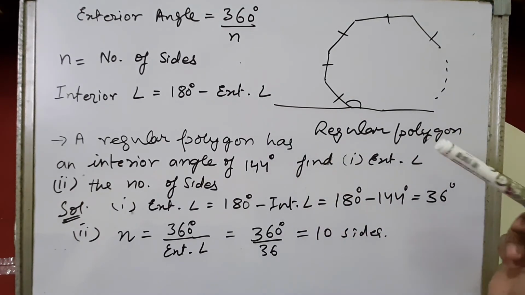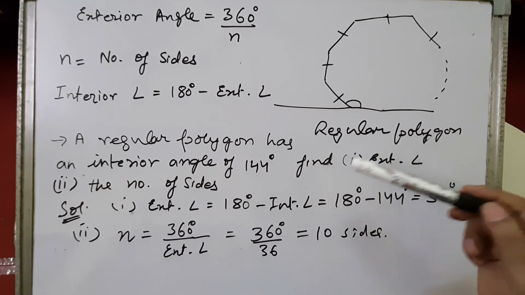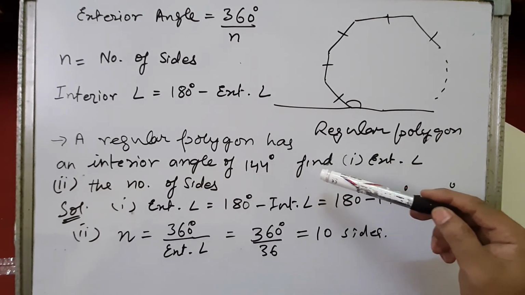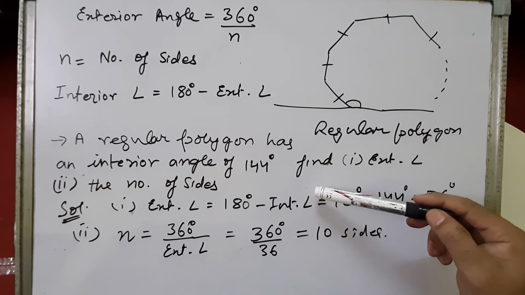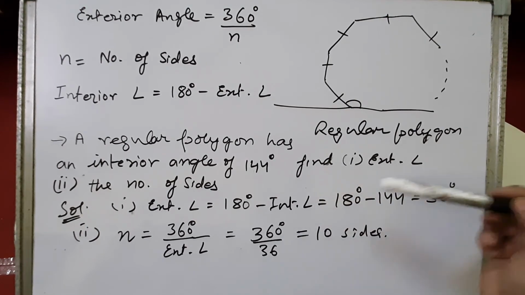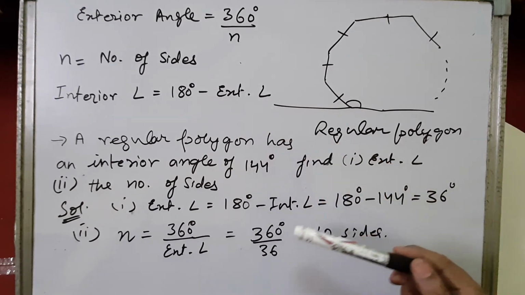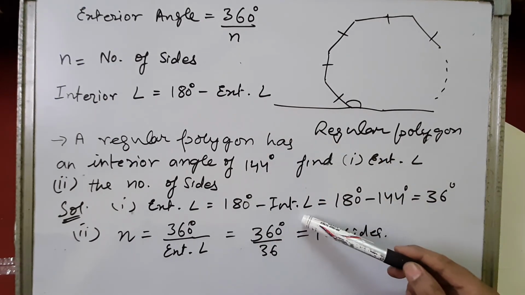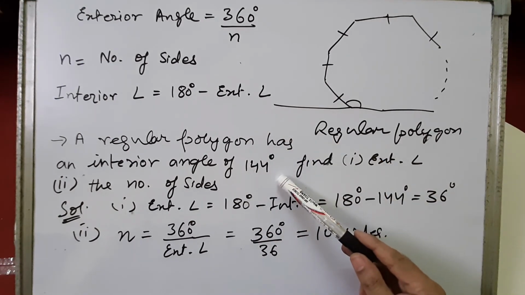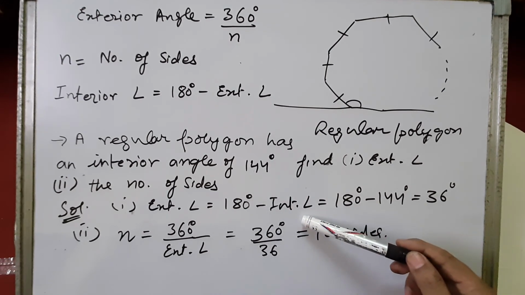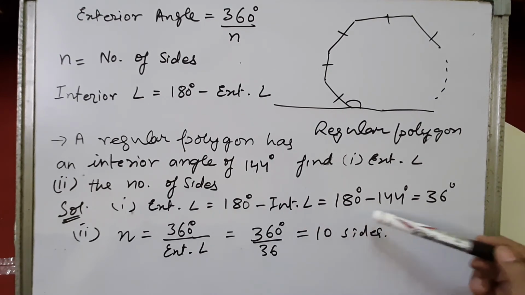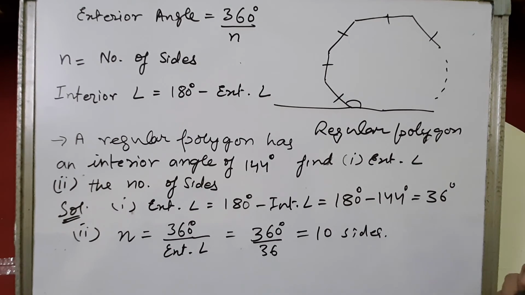Let's see this sum, children. In this sum, it is given that a regular polygon has an interior angle of 144 degrees. Find the exterior angle and the number of sides. The formula for finding the exterior angle is 180 degrees minus interior angle. The value of the interior angle is 144 degrees. So when we put 144 here, it becomes 180 minus 144, which is 36 degrees.